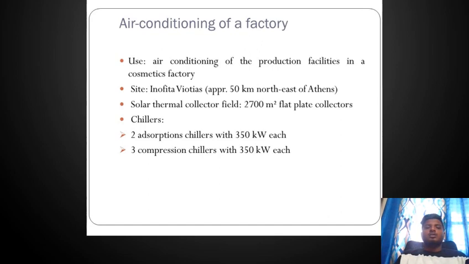Air conditioning of a factory. Use: air conditioning of the production facilities in a cosmetics factory. Site: Inofyta Viotias, approximately 50 kilometers northeast of Athens. Solar thermal collector field: 2700 square meter flat plate collector. Two absorption chillers with 350 kilowatts each. Three compression chillers with 350 kilowatts each.